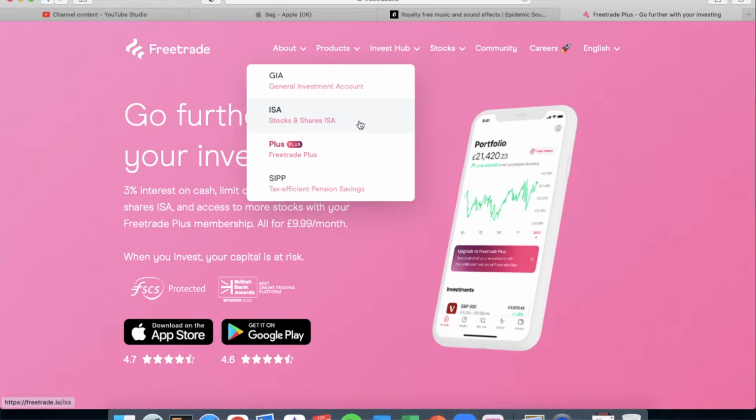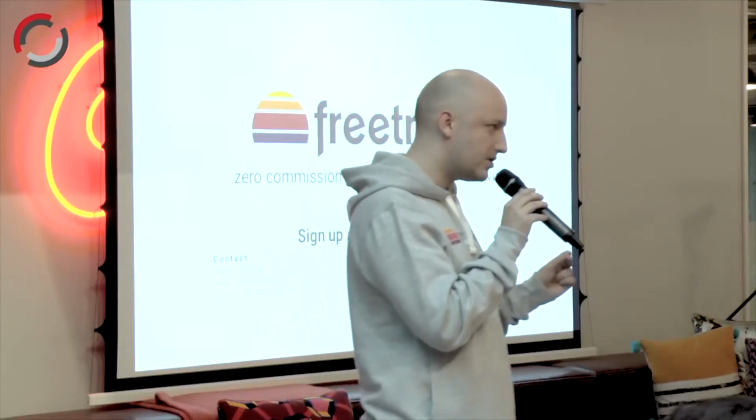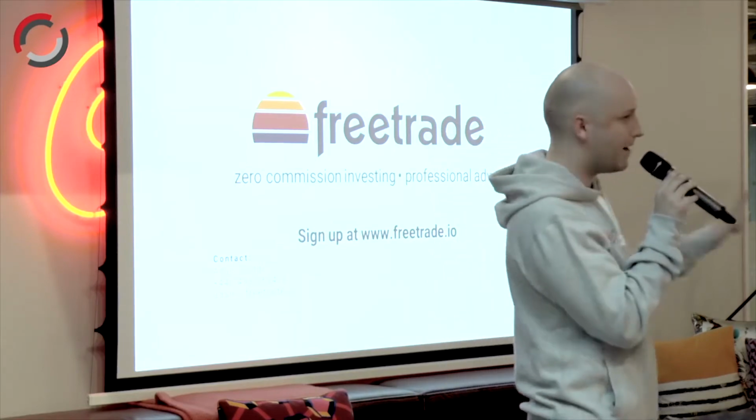The main thing that you need to know about Freetrade is that it provides three different types of accounts. They provide a general invest account, a stocks and shares ISA, and a Freetrade Plus. I'll go into what each one of these is in a bit more, but before I do, the main thing you need to know is that they operate under a freemium model. Our baseline share dealing service is free, but we charge for premium services. So think tax wrapped accounts, and we would be taking a percentage of all advisory fees through the platform.